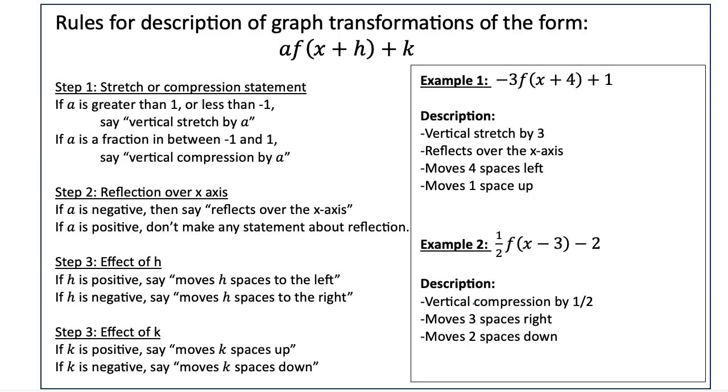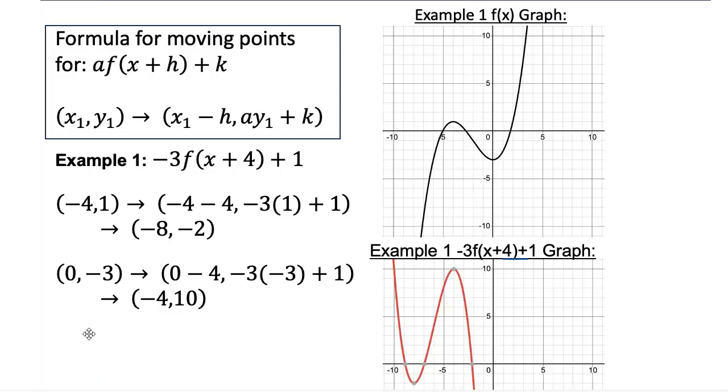So next example, with a 1/2 in front, you say vertical compression by 1/2. -3 on the inside says move 3 spaces right. -2 on the end means move 2 spaces down. Now, with these rules, there is kind of a shortcut for moving the points if you want to. Again, this one's not a quadratic. Looks like a cubic or something. But the overall rule, at any point, you'd pick key points, like let's say this point, that point. And then you would take your x value, subtract h, your y value, you multiply by the a, and then add the k.